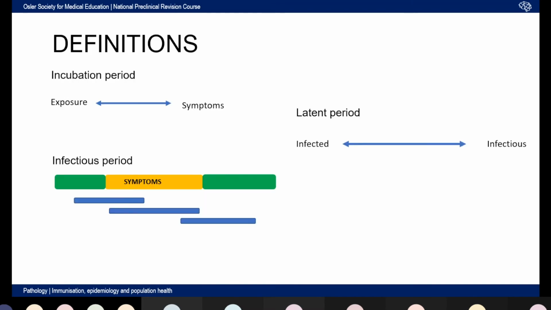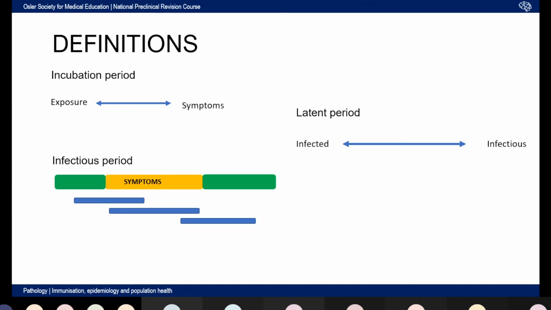Okay, so all the answers are on this slide. First you have the incubation period, and that's the time between when you're first exposed to a pathogen to when you actually develop symptoms. Then you have the latent period, and that's the time between when you get infected to when you are infectious. So that's kind of the time difference, if that makes sense. And the infectious period is the time in which you're actually infectious.